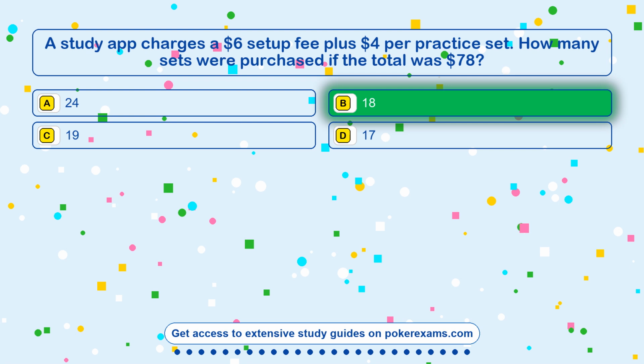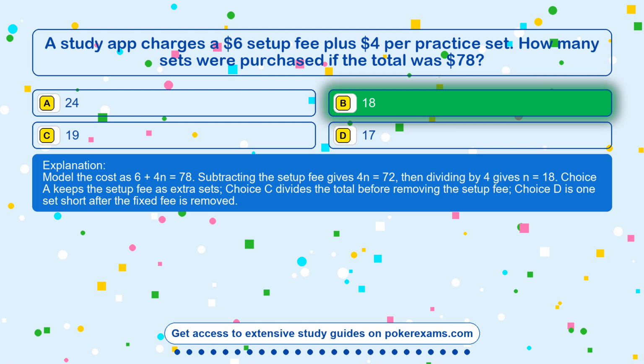The correct answer is option B, 18. Model the cost as 6 + 4n = 78. Subtracting the setup fee gives 4n = 72, then dividing by 4 gives n = 18. Choice A keeps the setup fee as extra sets, choice C divides the total before removing the setup fee, choice D is one set short after the fixed fee is removed.